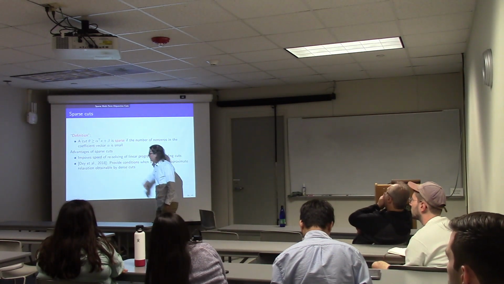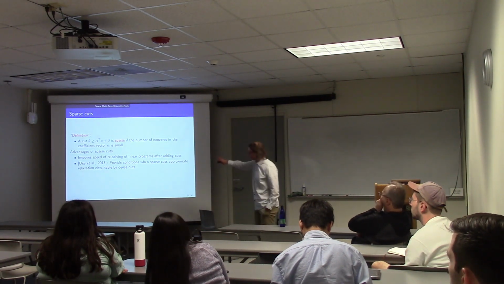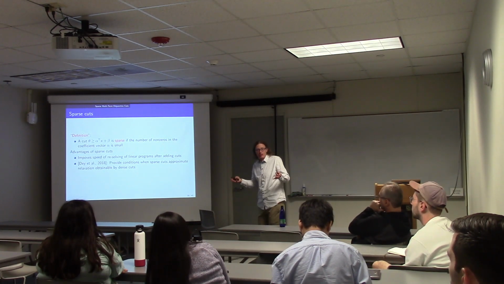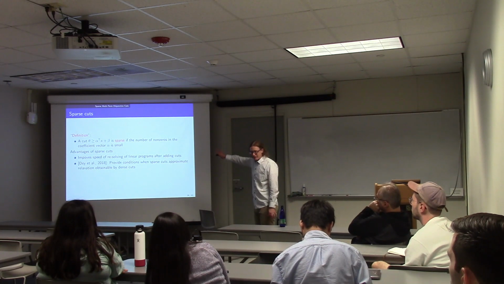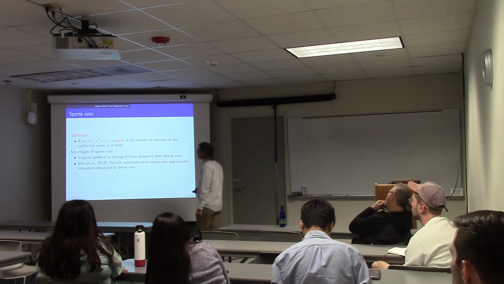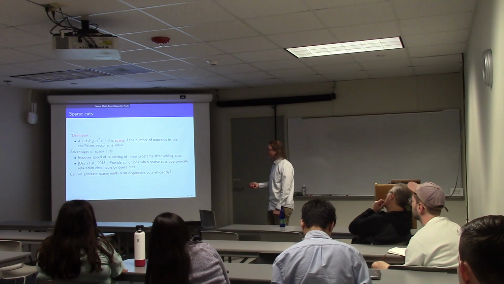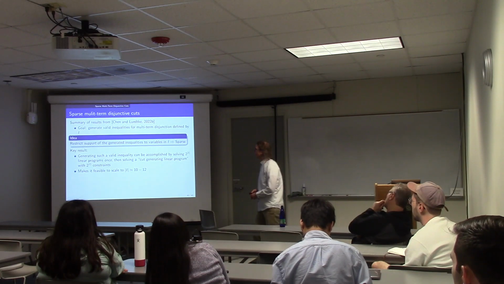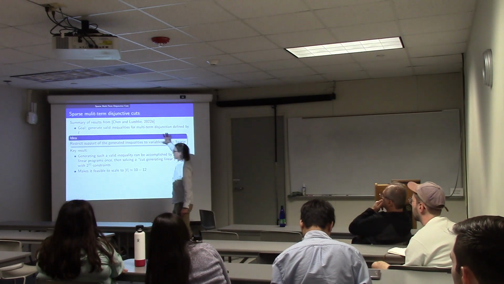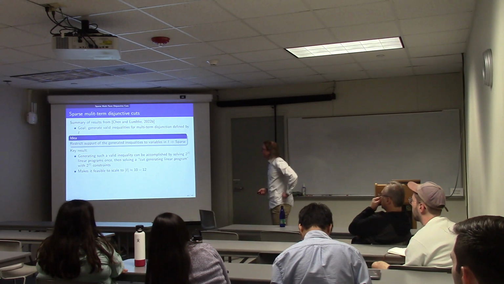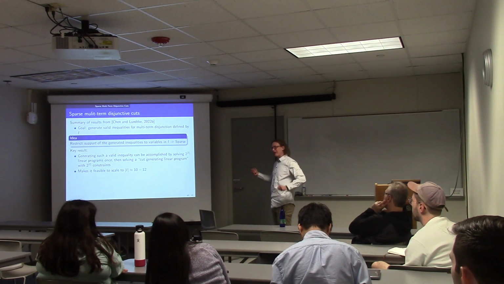There's some nice work by Santanu Dey and co-authors that provided conditions under which sparse cuts can approximate dense cuts pretty well. Under some conditions they can't always, but sometimes they do. So our idea was, can we generate sparse multi-term disjunctive cuts effectively? Can we combine these things? The basic idea, and I'm just going to summarize it at a very high level, is that we combine these in a specific way.